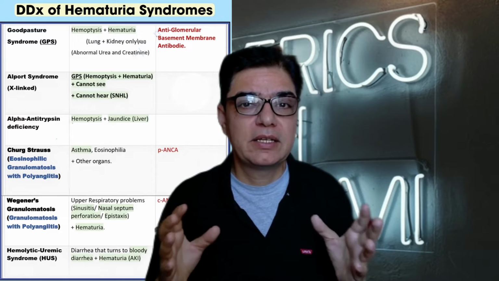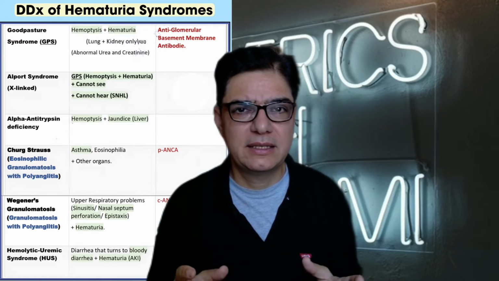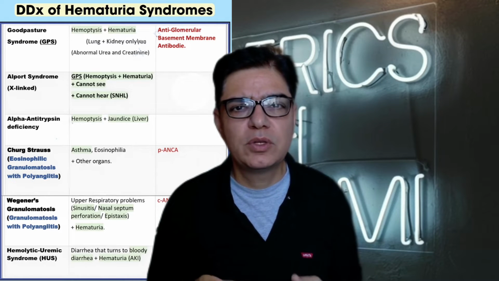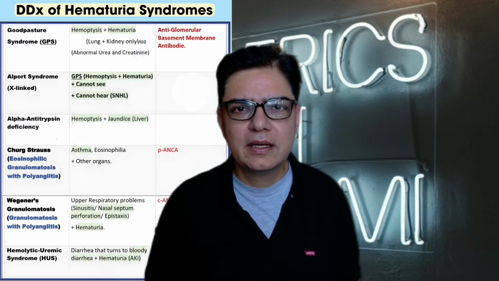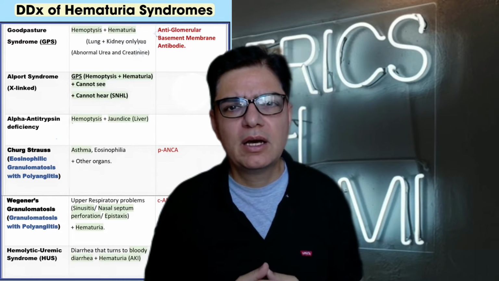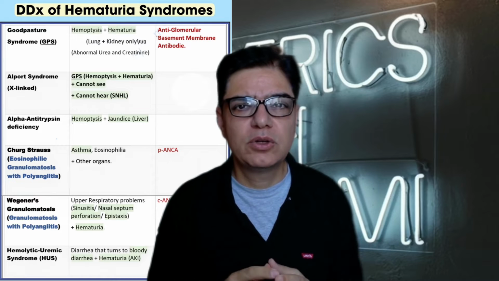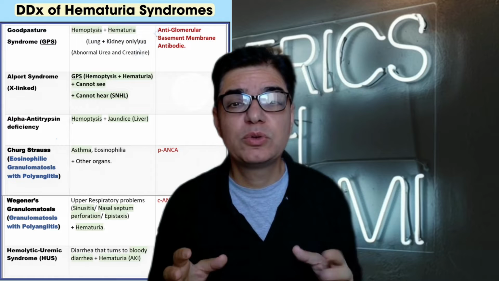It's an X-linked genetic disorder. Clinically, it mimics Goodpasture Syndrome in that there is hematuria, but it also involves hearing and vision. So there is a hearing impairment and there is vision impairment. So remember the triad. That is Goodpasture Syndrome plus cannot see and cannot hear. Sensorineural hearing loss and ocular abnormalities are the key features of Alport Syndrome.